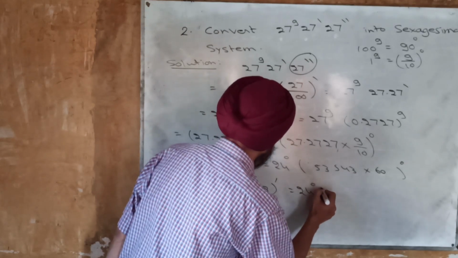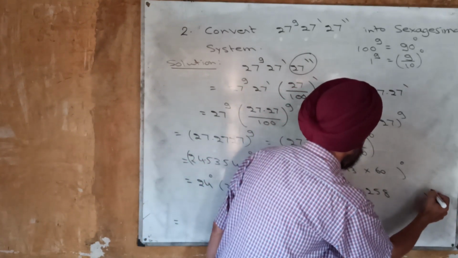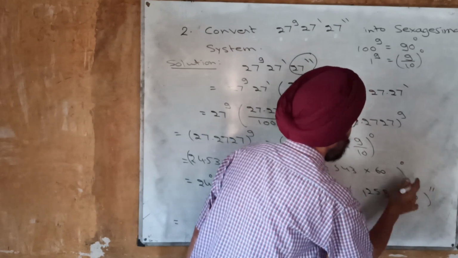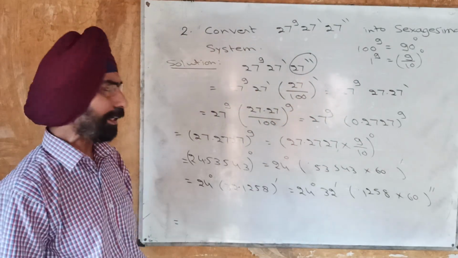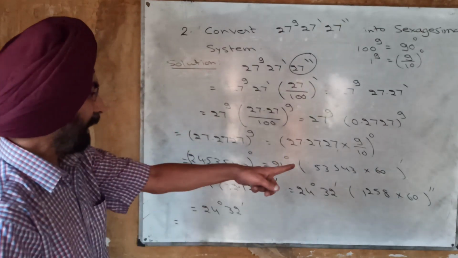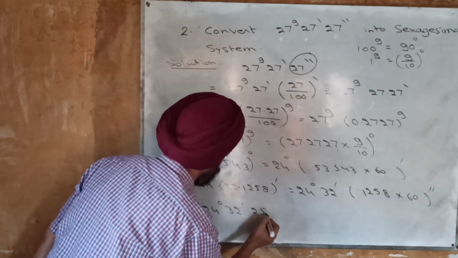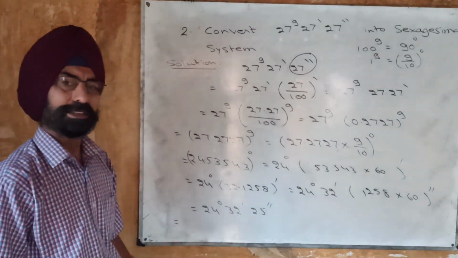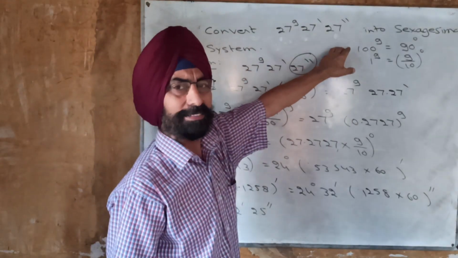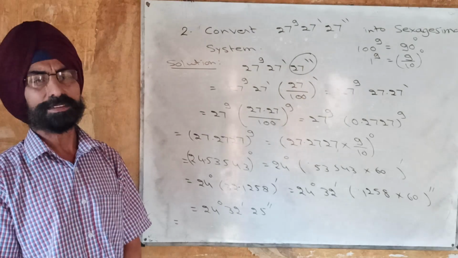So 24 degree, 32 minutes, and these 0.1258 minutes will be converted into seconds. So multiply by 60, and these will be seconds. Here again, these were minutes because we have multiplied by 60. So what we are going to get now is 24 degree, 32 minutes, and multiplying these together, you will get 25.16, so approximately 25 seconds. So the angle in centesimal system equal to 27 grades, 27 minutes and 27 seconds in sexagesimal system is equal to 24 degree, 32 minutes and 25 seconds.